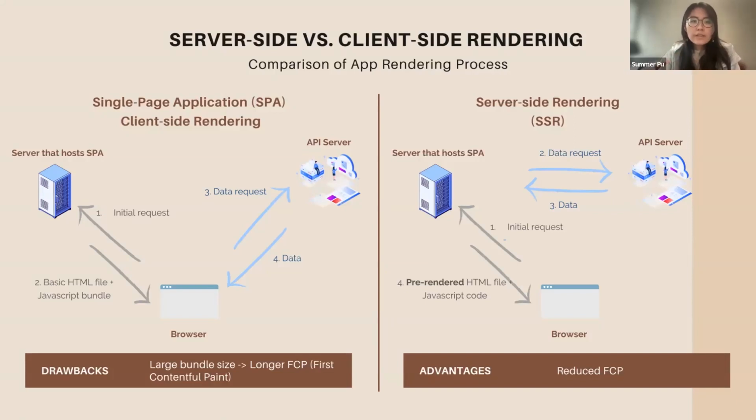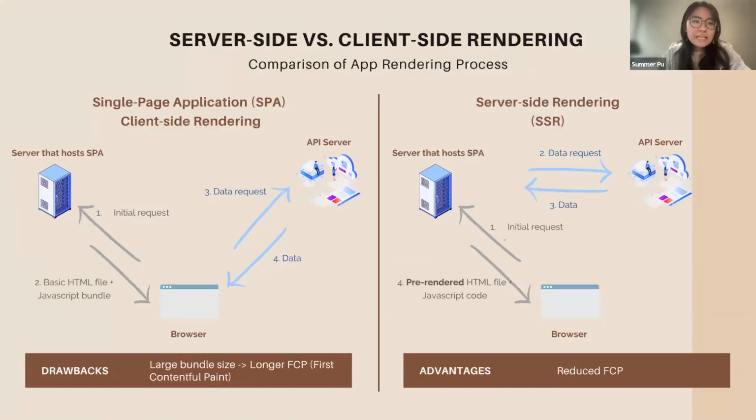The server has to send the JavaScript code for the entire app to the browser. This means the JavaScript bundle is going to be huge, and downloading it is going to take longer. This results in the first contentful paint, FCP, taking longer, affecting the user experience. In addition, the API requests from the browser go through public networks, and hence are going to be comparatively slower.